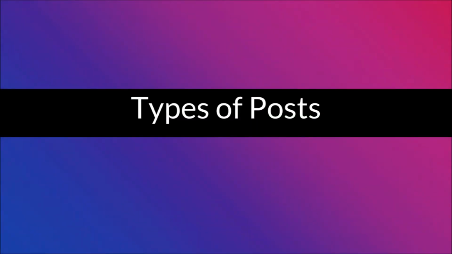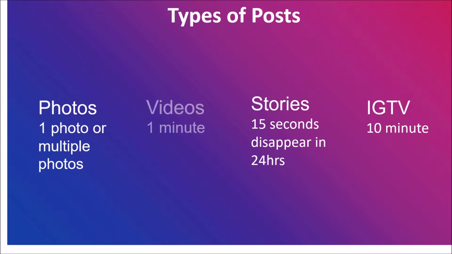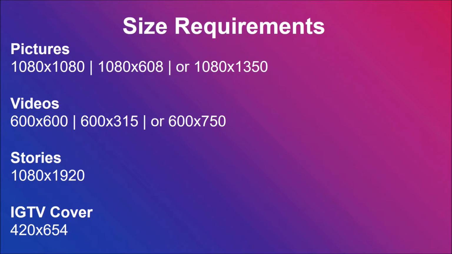Other types of posts. There are basically 4 different types of posts you can make on Instagram: photos, videos, stories, and IGTV. Before posting, something to keep in mind are the size and requirements of Instagram. Pictures should be either 1080 by 1080, 1080 by 608, or 1080 by 1350. Videos should be 600 by 600, 600 by 315, or 600 by 750. Stories should be 1080 by 1920. IGTV should be 420 by 654. That's basically for the cover.